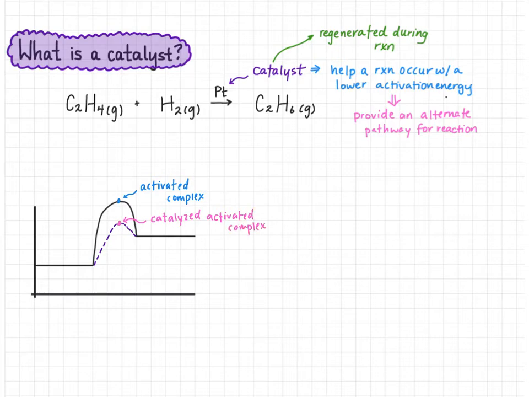Because that activated complex has a lower energy, the activation energy of both the forward and the reverse reaction drops. So we can see here that our original activation energy is quite high, and for the catalyzed reaction, we have a fairly substantial drop in activation energy. Same with for the reverse reaction. And what that means is that more molecules will have enough energy to actually react once they collide.